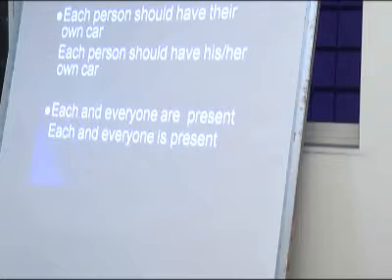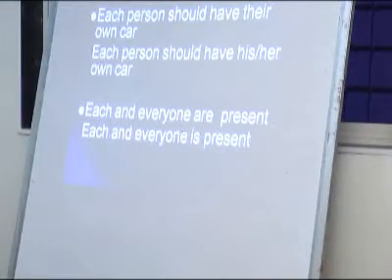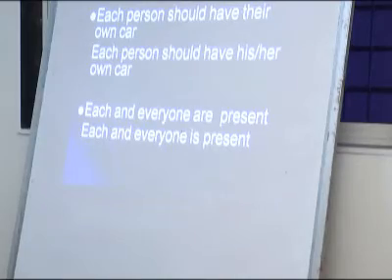The moment you say 'each person', you are referring to an individual. It is a singular case, and hence what is to be used? Very simply, each person should have either his or her own car. You cannot use 'their', because once you use the word 'their', it refers to plural. We are talking about an individual, so we have to use either 'his' or 'her'. The second sentence on the screen is 'Each and everyone are present.' Each is singular, everyone is singular; again I am singling out every individual.